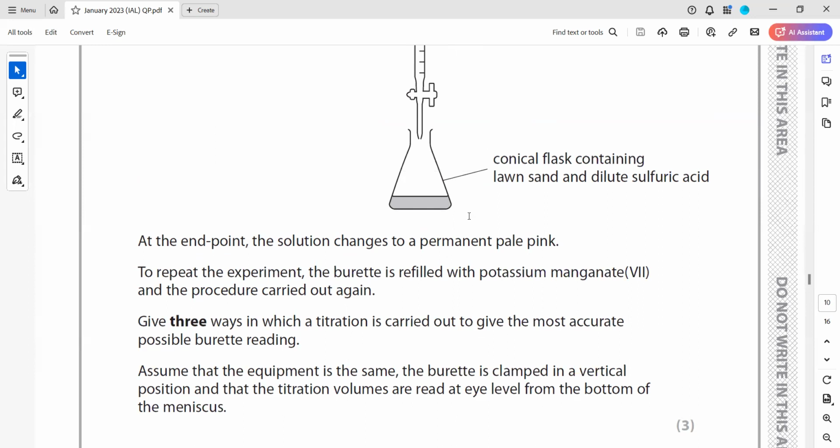So what are the other improvements we should make? First thing, we should use a white background or a white tile. You can also mention that. And then when we are adding the potassium manganate from the burette, we should always swirl or shake the mixture. That is also one thing.